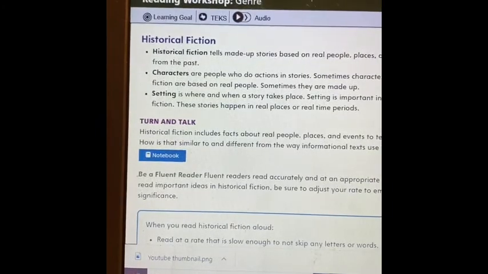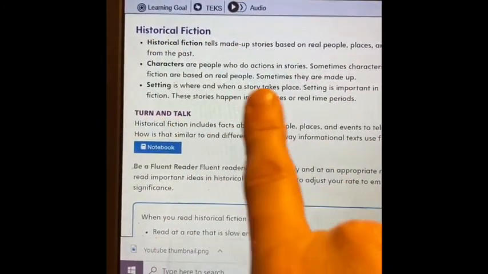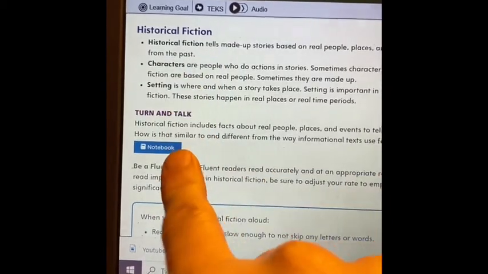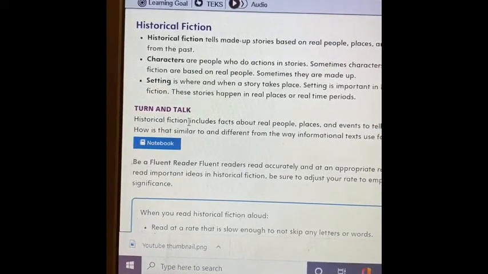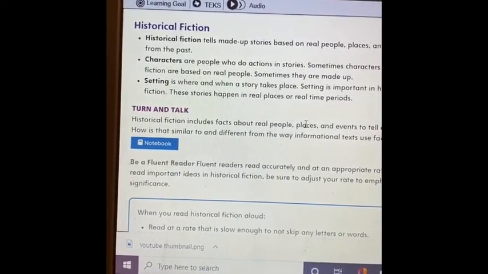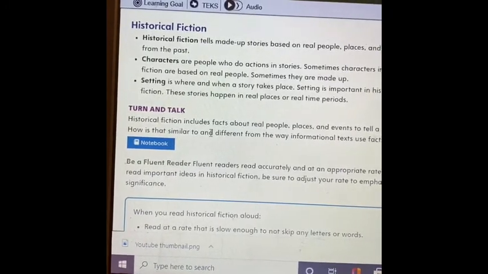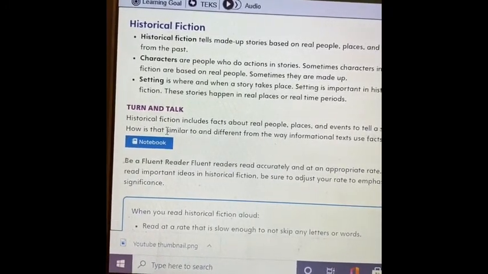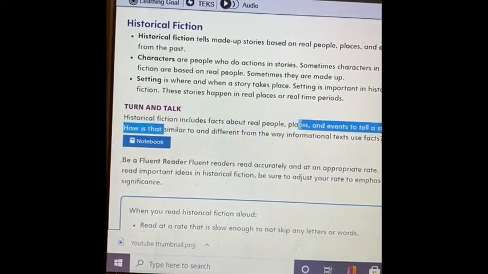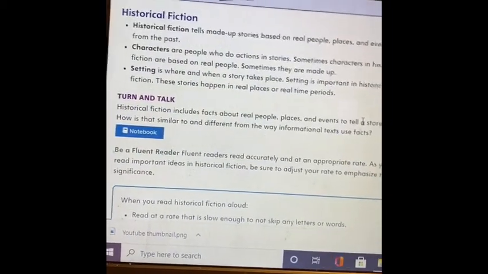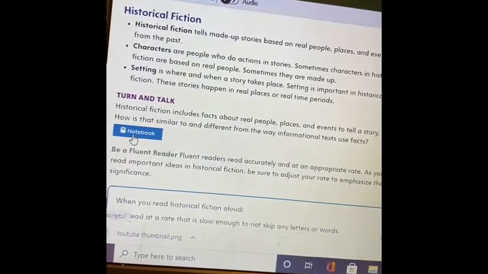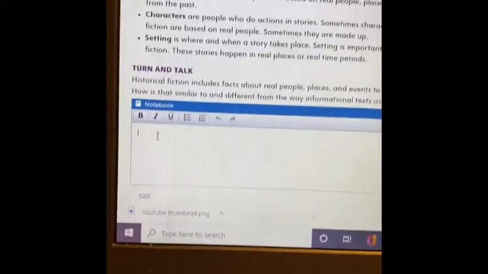In your assignment today, be sure to read all of these reminders about historical fiction characteristics, and then be sure to click on the notebook and answer the question. Historical fiction includes facts about real people, places, and events to tell a story. How is that similar to and different from the way that informational text uses facts? This should be a piece of cake for you since we just made a whole Venn diagram on it. Click on the notebook, use complete sentences, capital letters at the beginning of sentences, punctuation at the end, and then happy Monday. Remember, always do your very best.